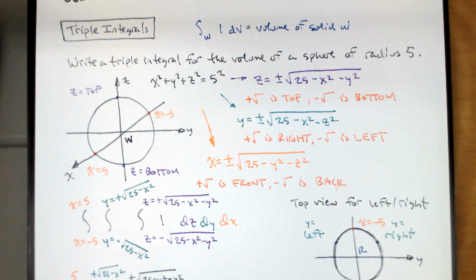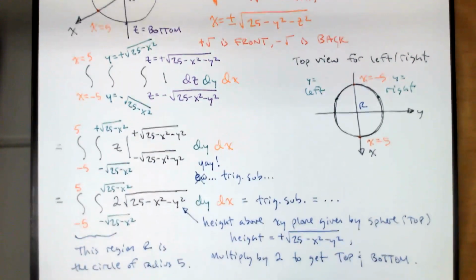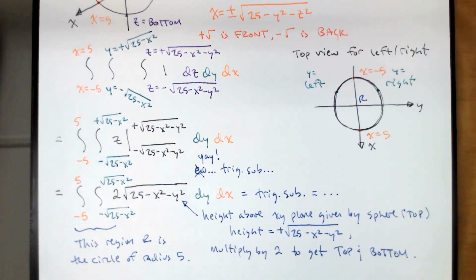That's why, since this was specifically a triple integral for the volume of a sphere of radius 5, we integrated the function 1 dV to get the volume of W. Now, in this double integral, if we replace this height with 1, that would give us the area of the circle. But I want the volume of a sphere, so I'm giving it the height of plus and minus the square root of 25 minus x squared minus y squared.